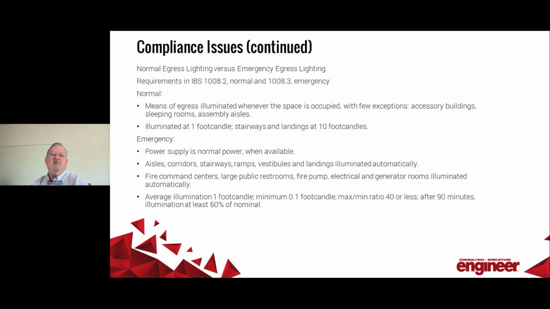Okay, and we have a question about normal egress lighting and emergency egress lighting. Those requirements are in the International Building Code, section 1008. Normal egress lighting illuminates the egress path when utility power is available whenever the space is occupied for most occupancies. It doesn't operate, for example, in some specific spaces like sleeping units.